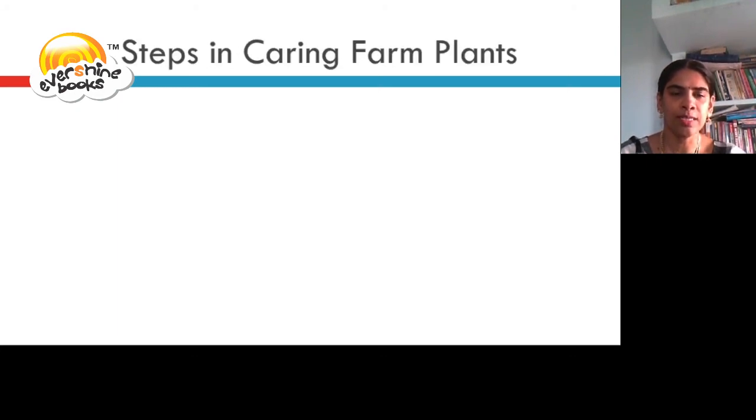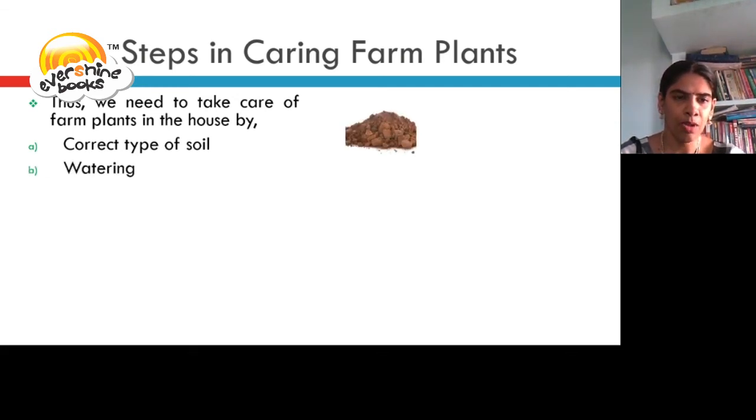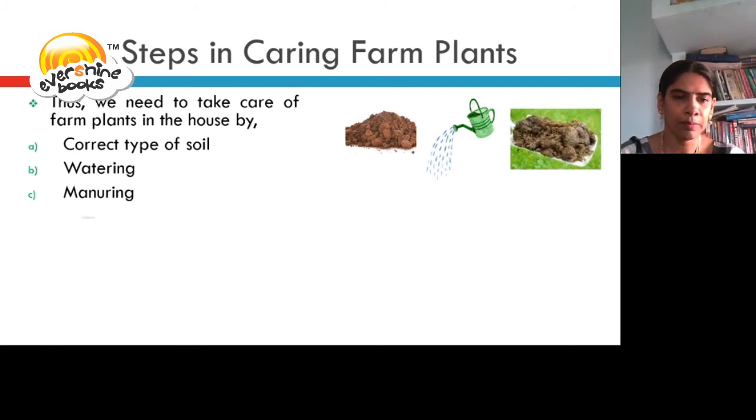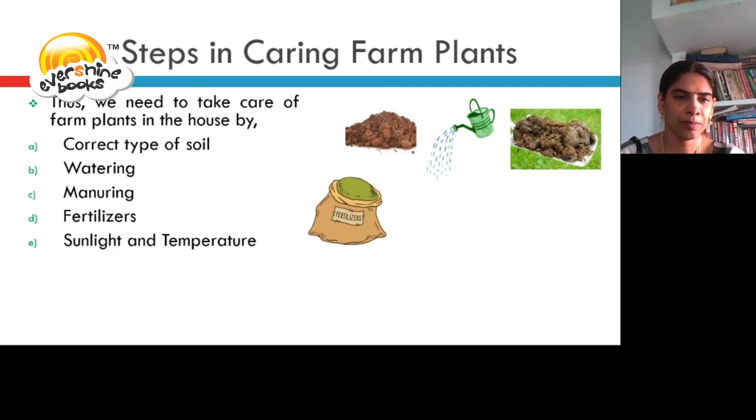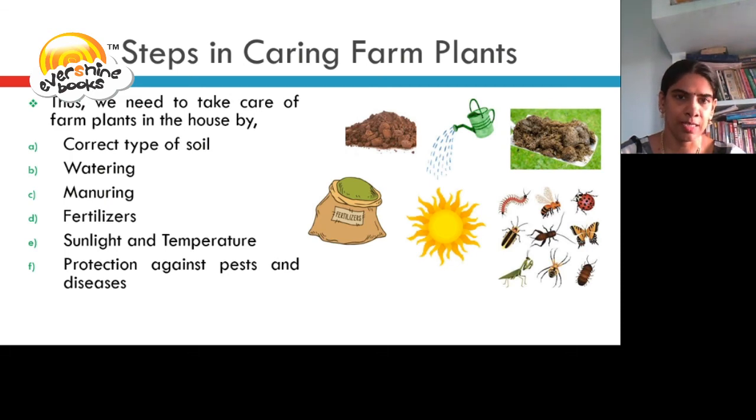Now let us finalize the steps in caring for farm plants. We need to take care of farm plants in the house by choosing the correct type of soil, proper timing of watering, manuring, applying fertilizers, giving apt amount of sunlight and temperature, and protection against pests and diseases.